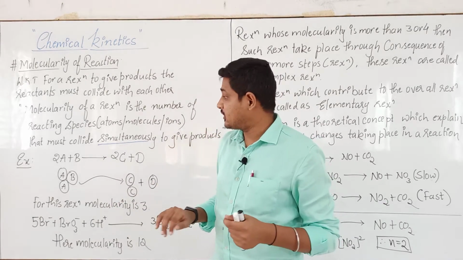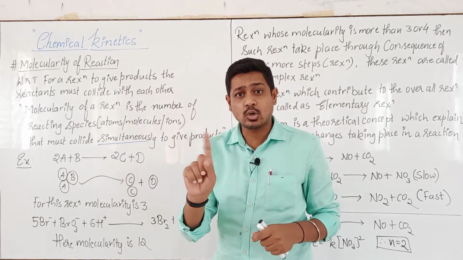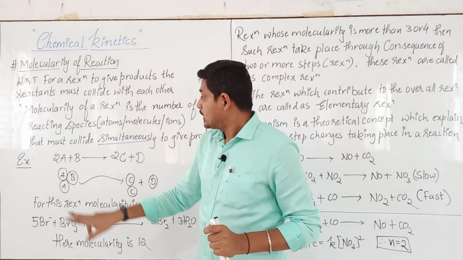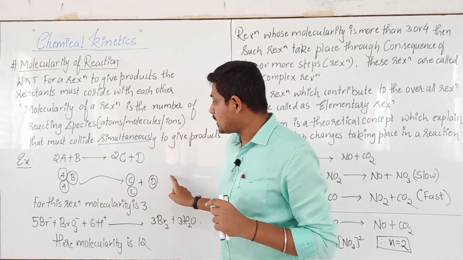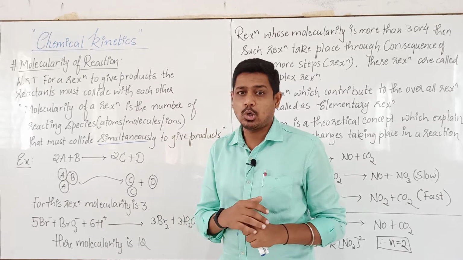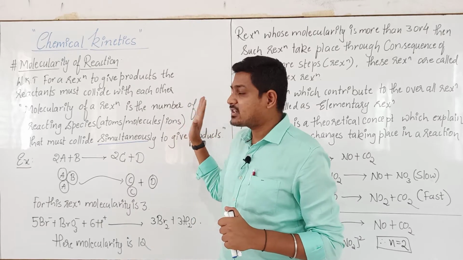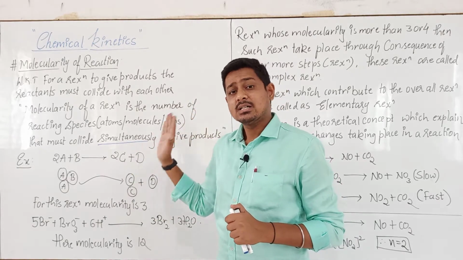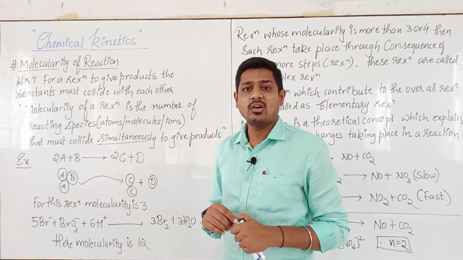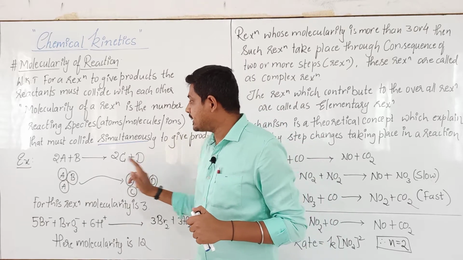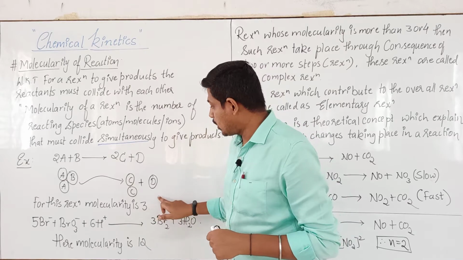It's not that first these two A molecules combine, then a B molecule comes and collides with them. It should not happen like that. At the same time, two A molecules and one B molecule must collide, then only we will get the product. That is the meaning of molecularity. I hope you are understanding this. The number of reacting species that must collide simultaneously to give you the product is called the molecularity of a reaction. So here how many reacting species are colliding simultaneously? Three. So what will be the molecularity of this reaction?